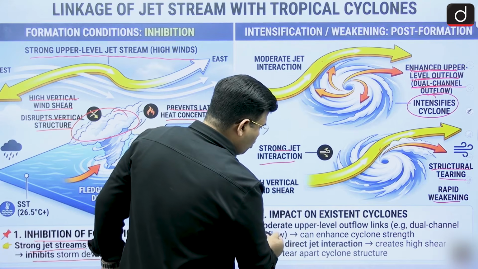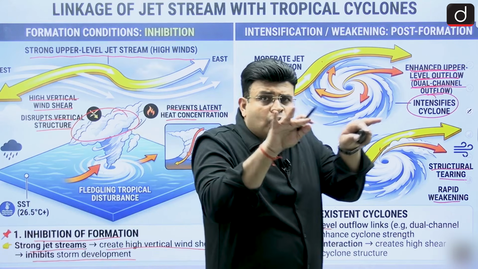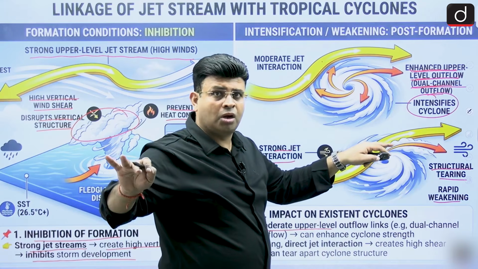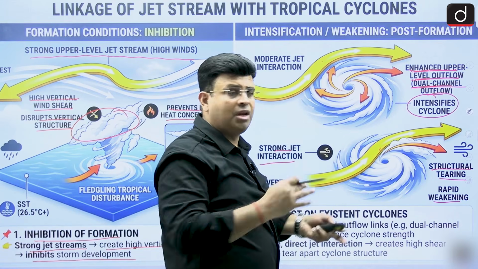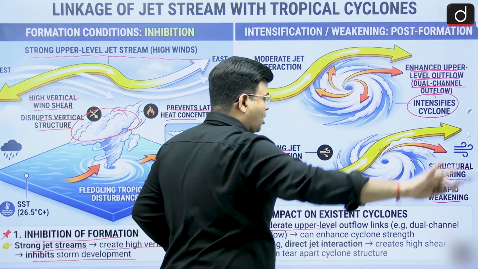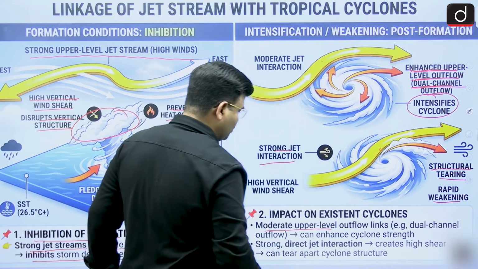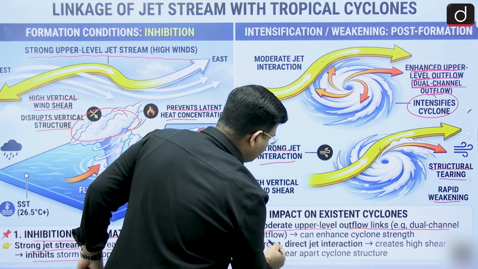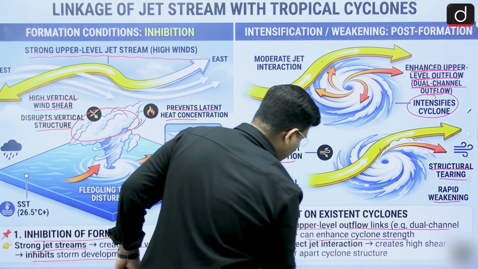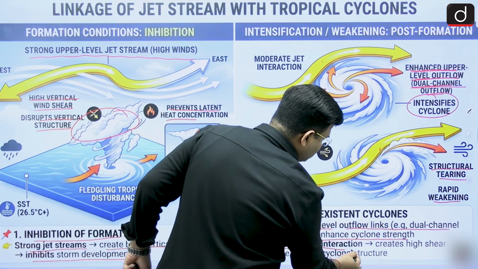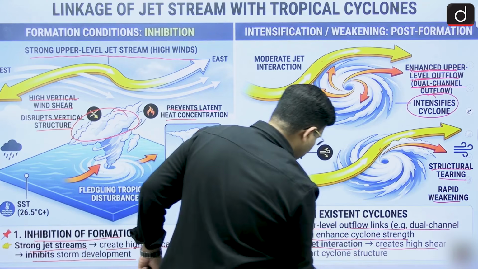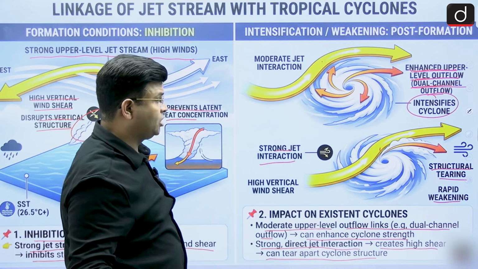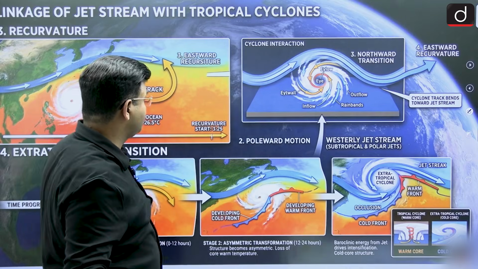So here, if the upper level outflow is moderate, the cyclone will be stronger. If the outflow is stronger along with the jet stream, the shear force will increase and the top of the cyclone will tear away. Moderate upper level outflow links, dual channel outflow can enhance cyclone strength, but a strong direct jet stream interaction creates high shear, can tear the cyclone's vertical structure, and the latent heat of condensation will not occur.